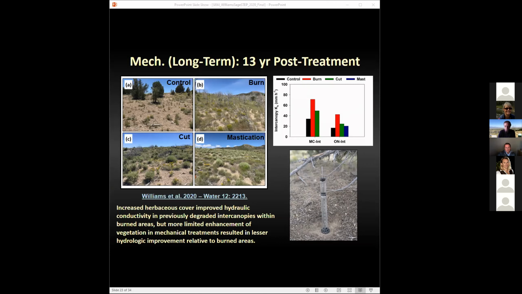So really what this is telling us, along with the experiments from the 9th year post-treatment, is that the enhanced vegetation and ground cover in the burn treatments improved hydrologic function, and did so by the 9th year, but the conditions in the mechanical treatments are trending towards improved hydrologic function with time.